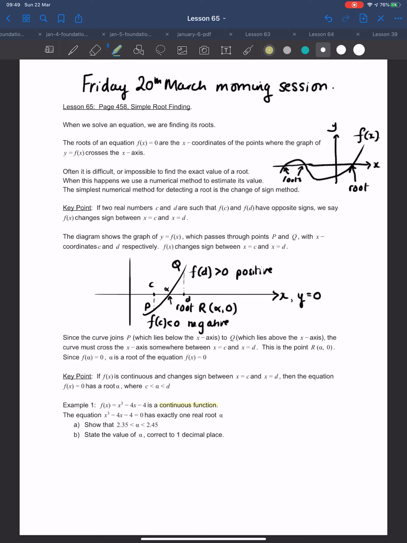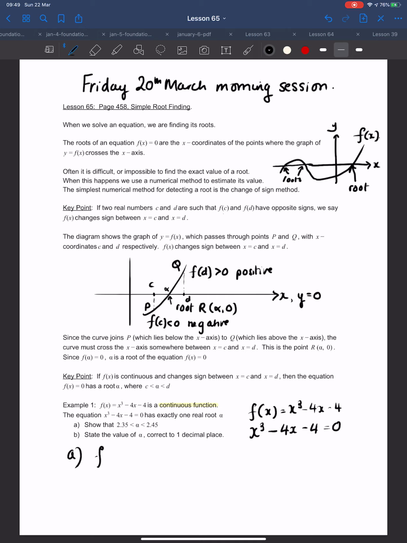Part A: show that alpha lies between 2.35 and 2.45, and then state it correct to one decimal place. So we've got f of x equals x cubed minus 4x minus 4. If f of x equals 0, that means x cubed minus 4x minus 4 equals 0. And that's what we want to find.